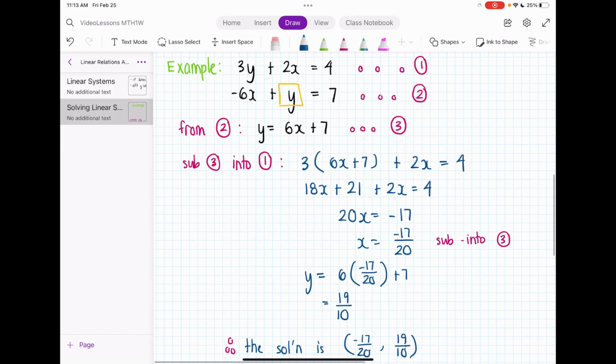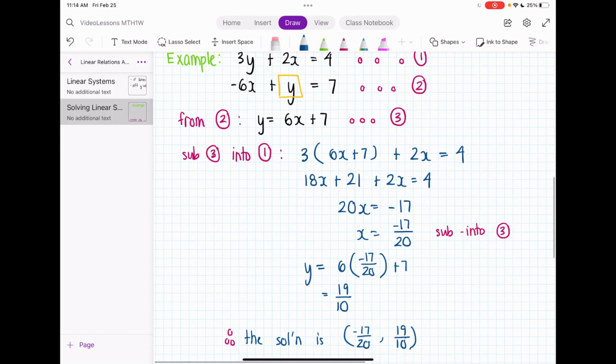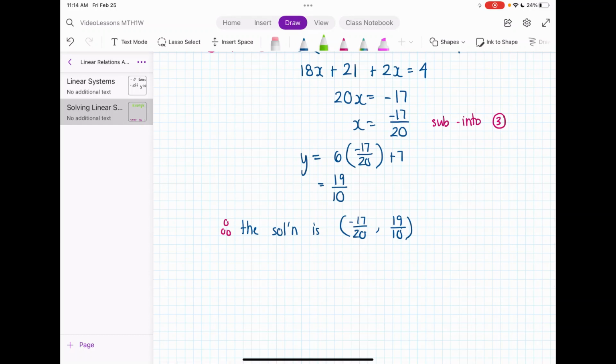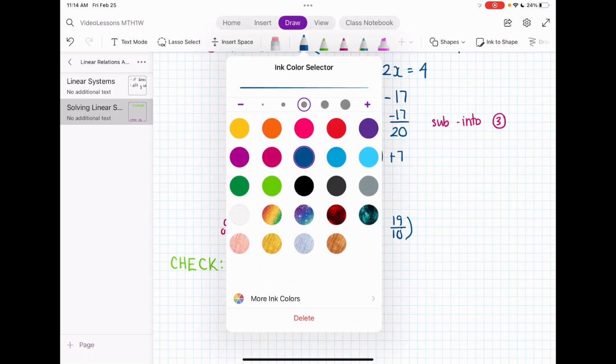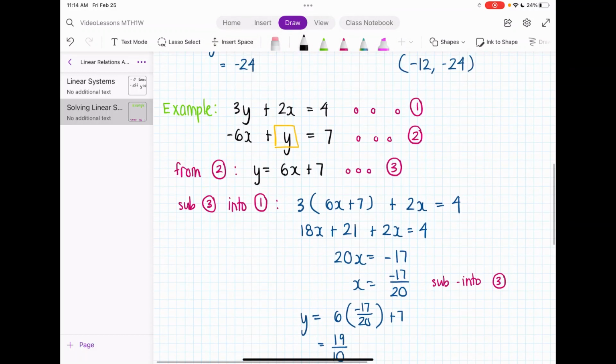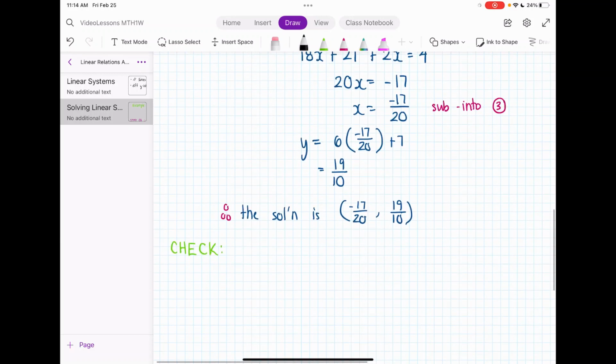So just a reminder on how to check this. When we check, you are checking if this point satisfies both the equations. I'm going to show you just to check for one, and then that will give you an idea of how to do the check for the other. So the first equation says 3y plus 2x equals 4. So the left-hand side is 3y plus 2x. The right-hand side is 4.